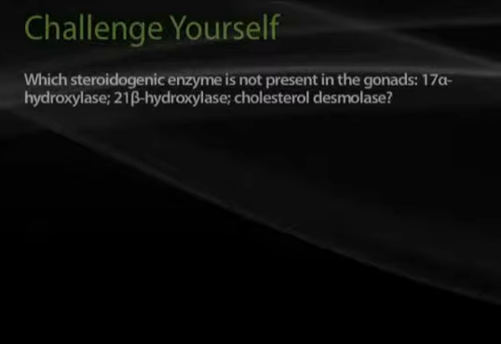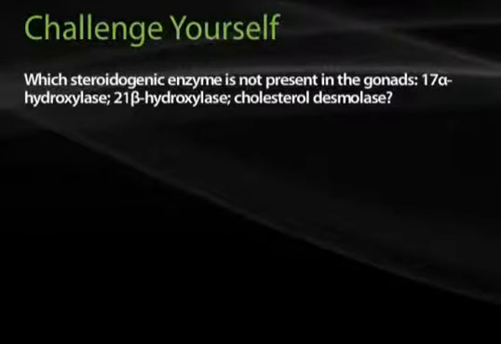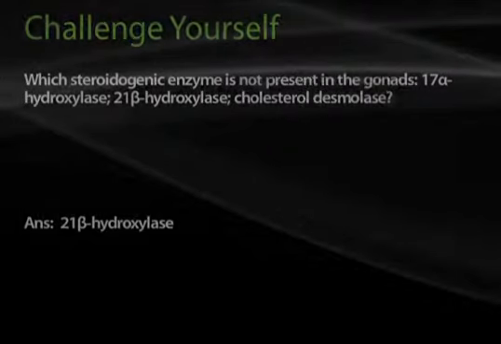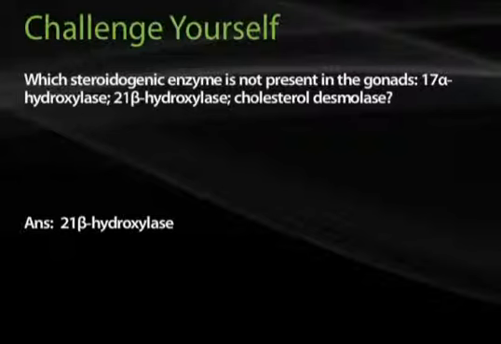Question 3. Which steroidogenic enzyme is not present in the gonads? 17-alpha hydroxylase, 21 beta hydroxylase, or cholesterol desmolase? The answer is 21 beta hydroxylase. You'll recall that 17 alpha hydroxylase is actually a special enzyme which is present in the gonads, and cholesterol desmolase is the common enzyme which is present in all aspects of steroid pathways.